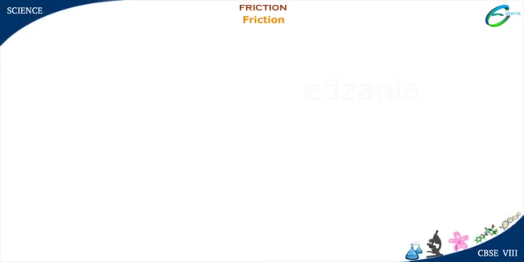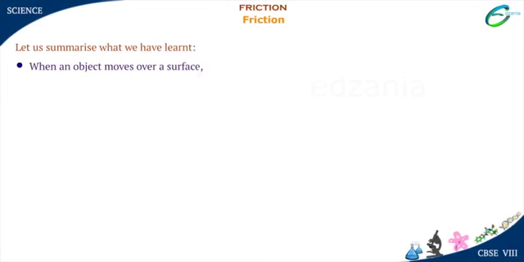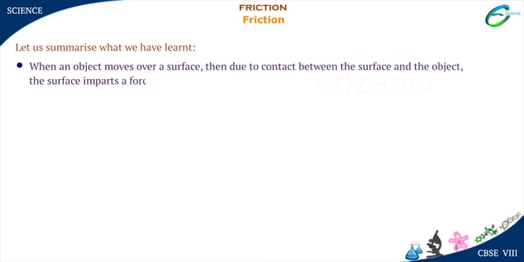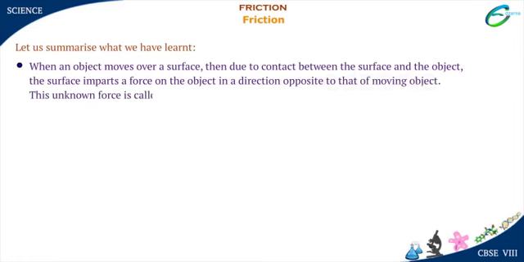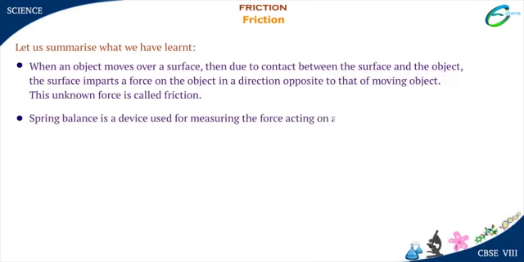Summary. Let us summarize what we have learned. When an object moves over a surface, then due to contact between the surface and the object, the surface imparts a force on the object in a direction opposite to that of moving object. This unknown force is called friction. Spring balance is a device used for measuring the force acting on an object.